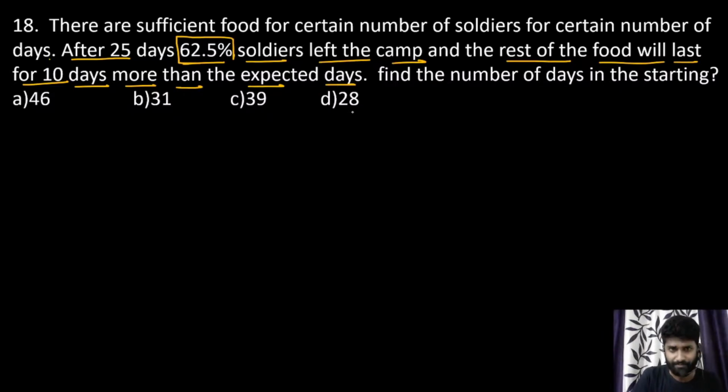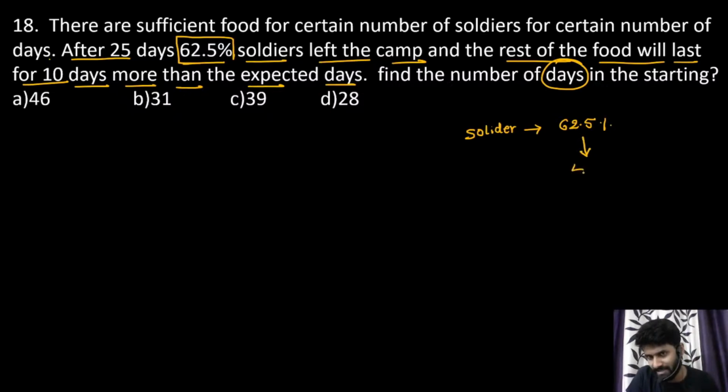Now see, guys, the number of soldiers we don't know, but there is information. The number of soldiers who left the camp is equal to 62.5%. Guys, see, here my question is related to days. If the question is related to days, you just assume the soldiers, no problem. See, 62.5 percentage can be represented as exactly 5 by 8. So what is the fraction meaning? Means the initial total number of soldiers is 8.